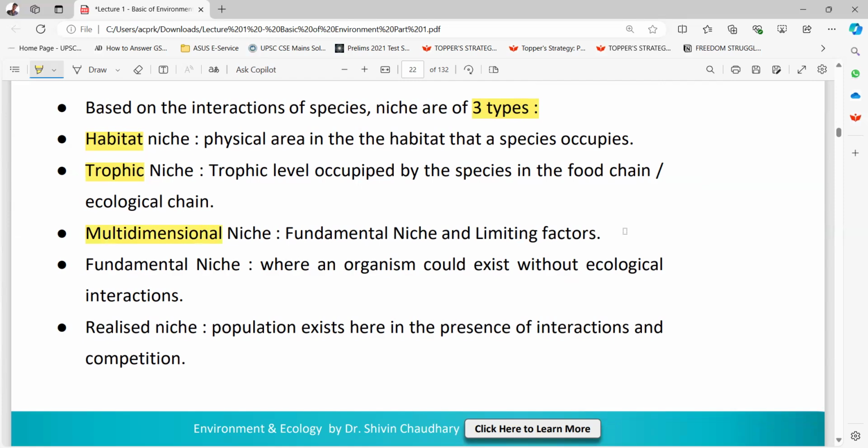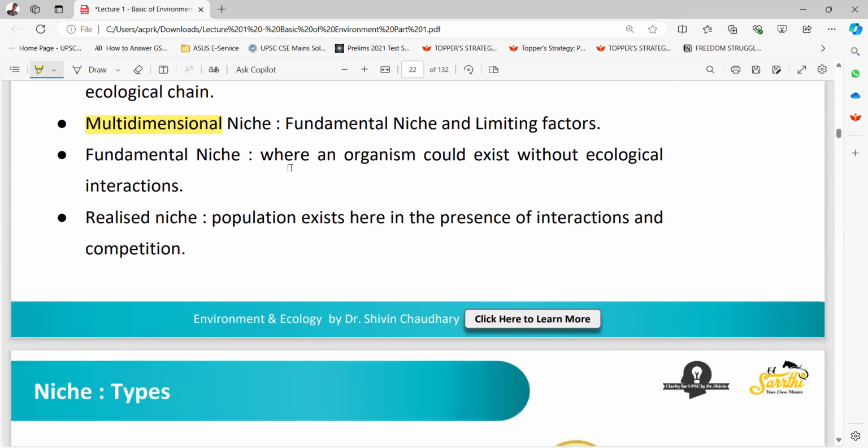Fundamental niche and limiting factors. Fundamental niche is where an organism could exist without ecological interactions. Realized niche is where the population exists in the presence of interactions and competition.